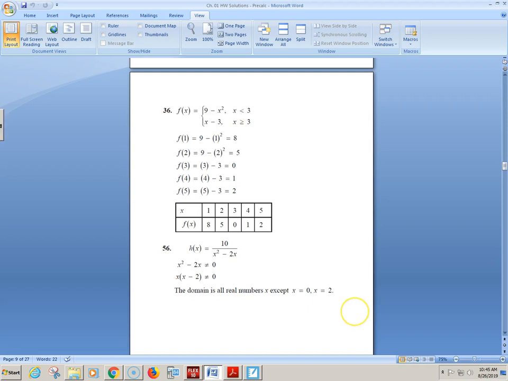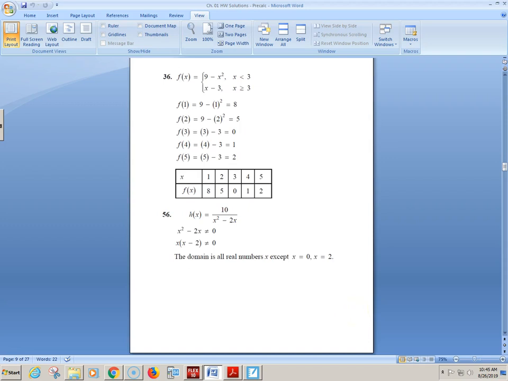Number 56. How'd you figure out domain? Domain problem. Denominators can't be 0. Hence, we had to factor. Did you find both of them? Domain is all real numbers except x cannot equal 0 and x cannot equal 2. Had to factor.